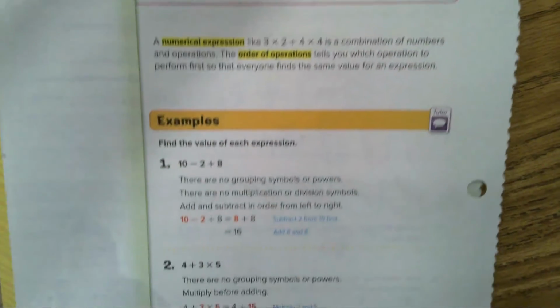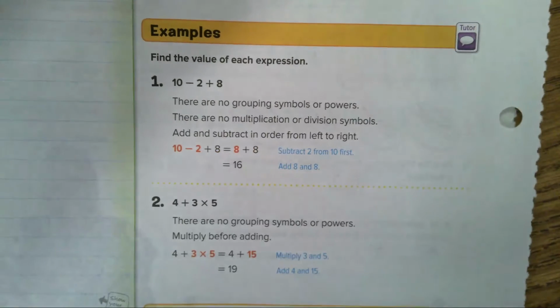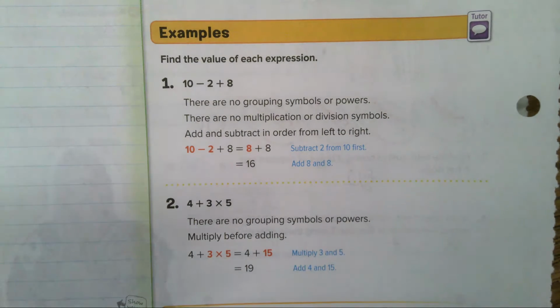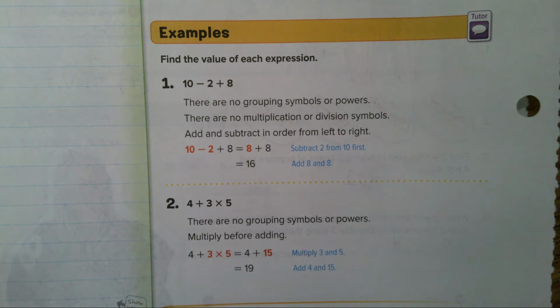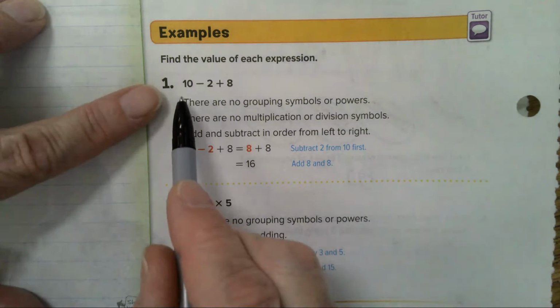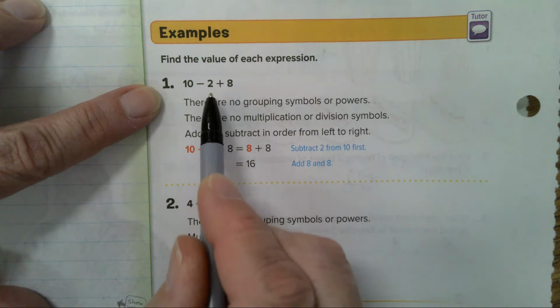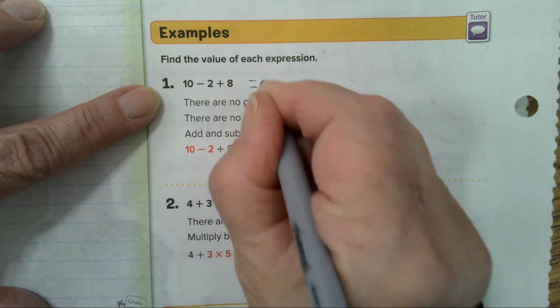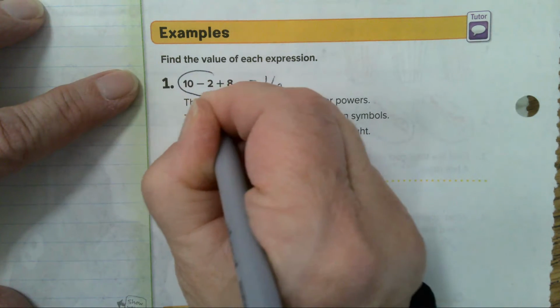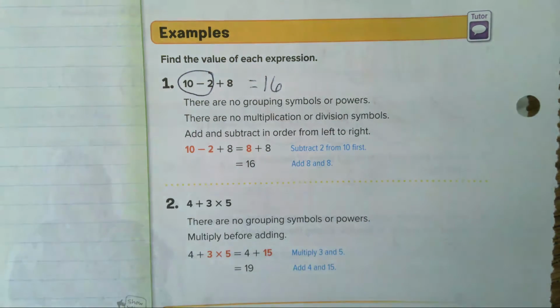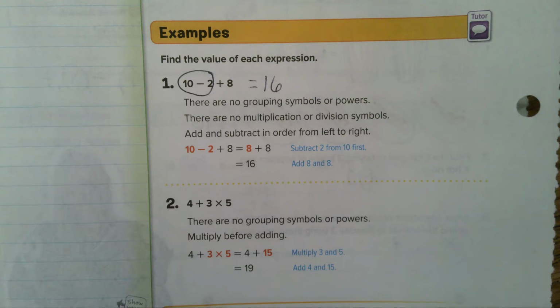In example number 1, it states 10 minus 2 plus 8. Well, there are no grouping symbols or powers. There are no multiplication or divisions. So then we just add and subtract in order from left to right. So you're going to do 10 minus 2 is 8, and 8 plus 8 gives you 16. Now, if you would have added 2 plus 8, you get 10, and 10 minus 10 is 0, and that would be wrong, wouldn't it?